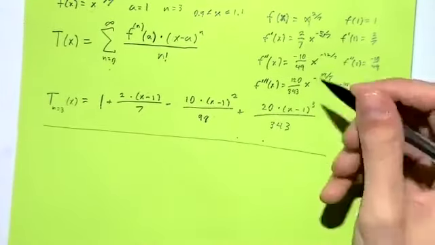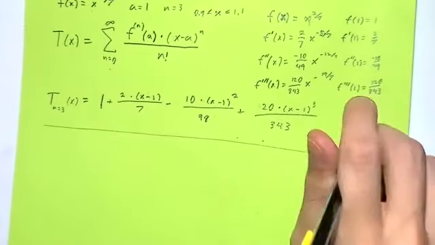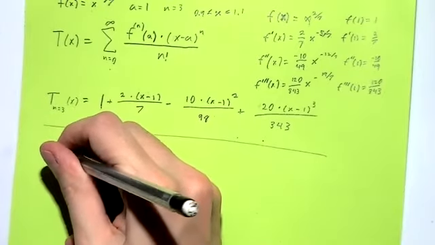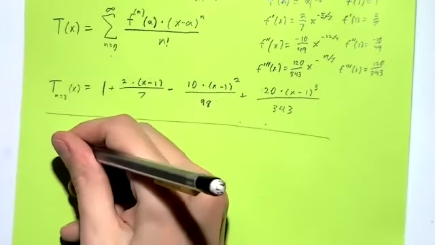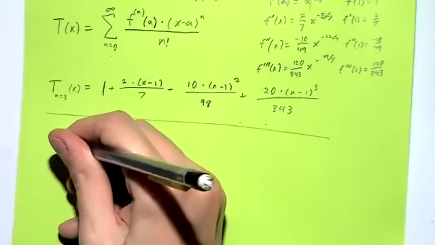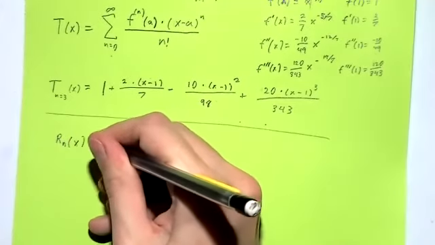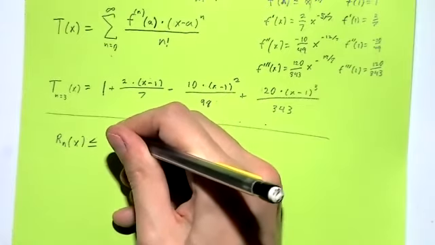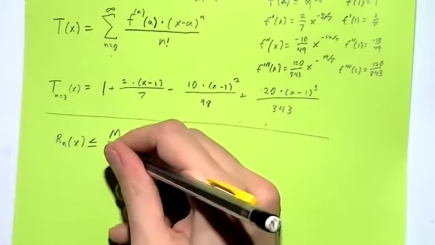When we're finding the error, we always look at the next term, just past where we're at. So we follow this. This is going to be your error. So for R_3, or I guess I can just say R_n, R_n of x is going to be less than or equal to M over n factorial.